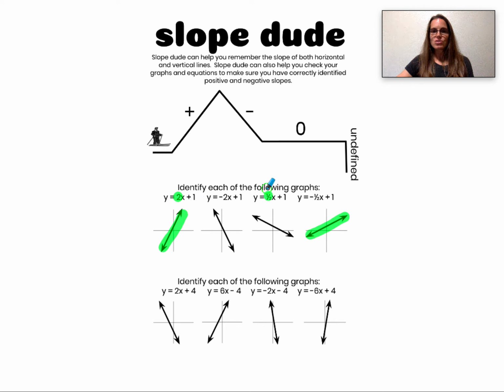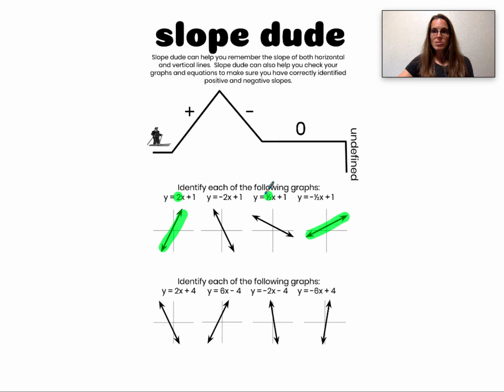Now all I need to do to match my equation with my graph is figure out which of these 2 graphs has a slope of 2 and which has a slope of 1/2. A slope of 2 means when x goes up by 1, y goes up by 2. A slope of 1/2 means when x goes up by 1, y only goes up by 1/2.